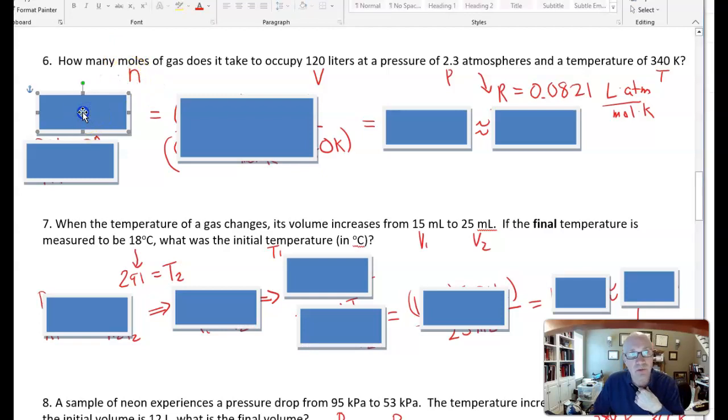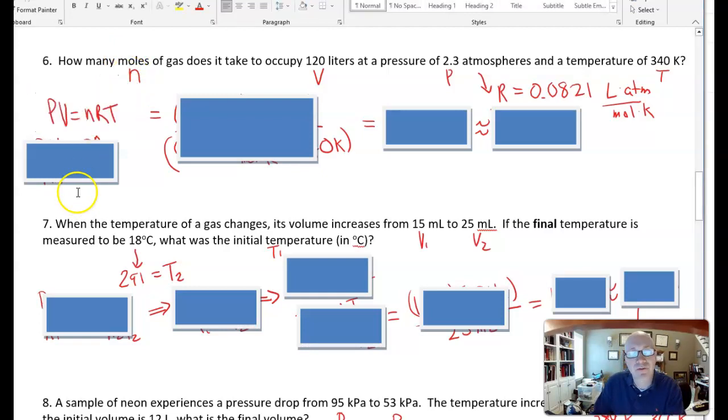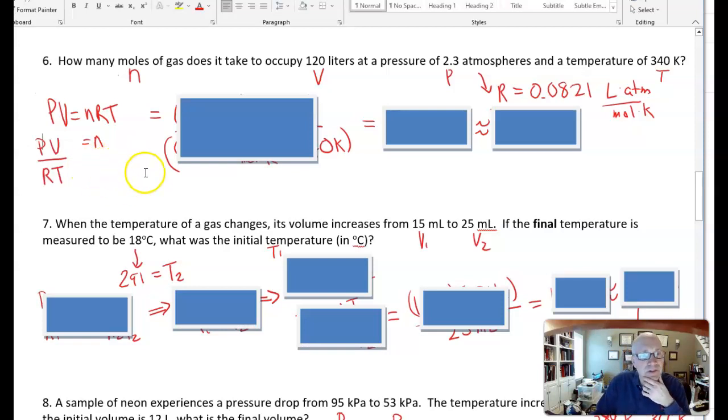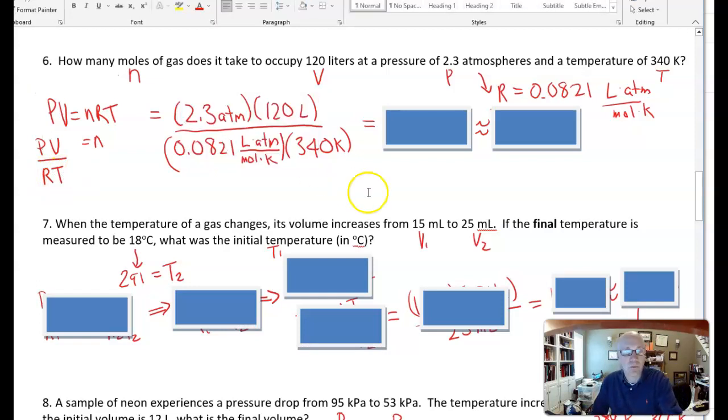All right. So the equation for that is going to be PV equals nRT. Since we don't know n, we want to get n all by itself. So we do a little bit of algebra, and that will give us this right here, n equals PV over RT. All right, plugging in our values, we're going to get this expression right here.